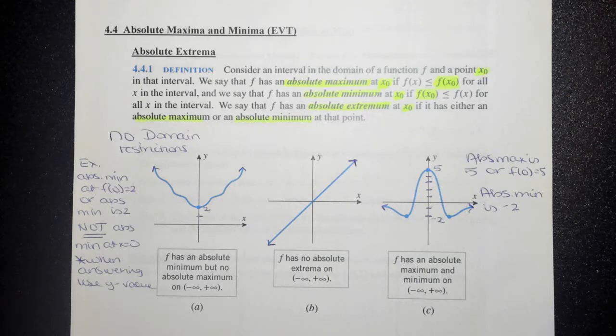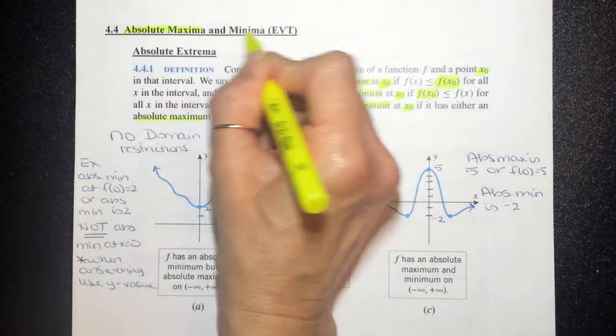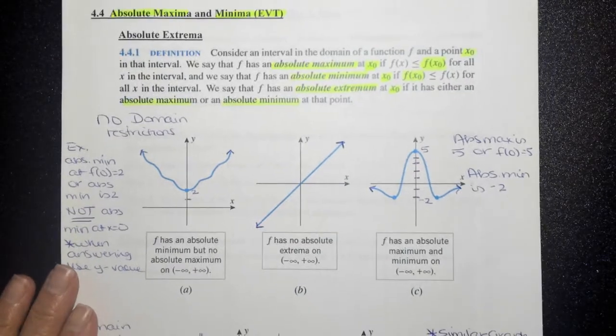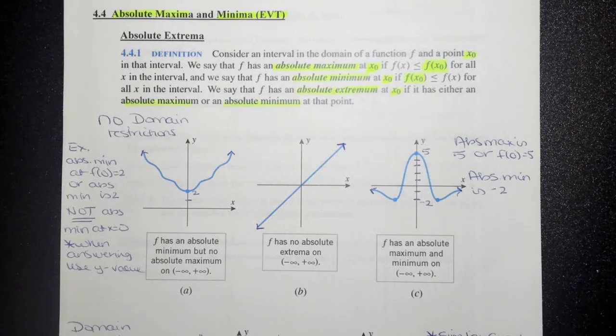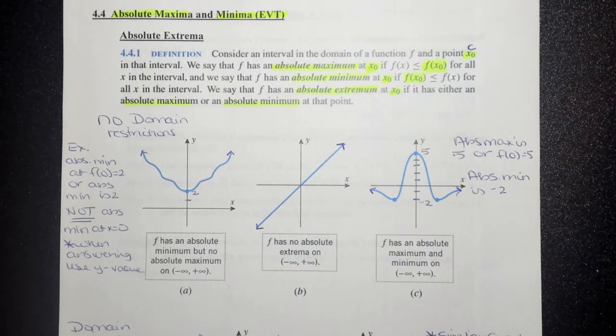Now we're actually going to talk about absolute maximum and minimum, which is known as EVT, or the extreme value theorem. We're skipping 4.3. So by definition, for absolute extrema, you need to consider an interval in the domain of a given function and some given point x sub 0. So we'll just call this C, on an interval from A to B.